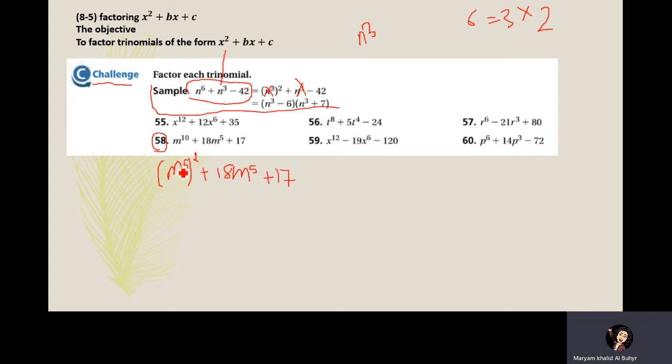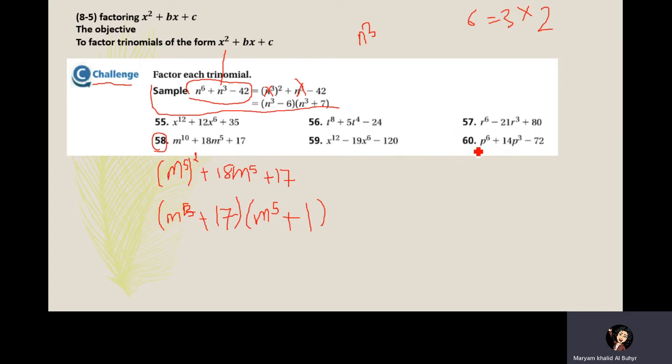Now I have this form. I will imagine that this is one thing. This is my variable. I'll directly say m to the power 5 plus what, and then m to the power 5 plus what? Think about two numbers. Once you multiply them, you will get 17. Once you add them, you will get 18. The only choice that I have easily is 17 and 1, right? 17 times 1 is 17, but once I add them, I will get 18. So plus, plus. That's it.